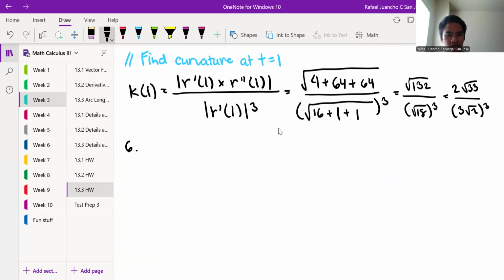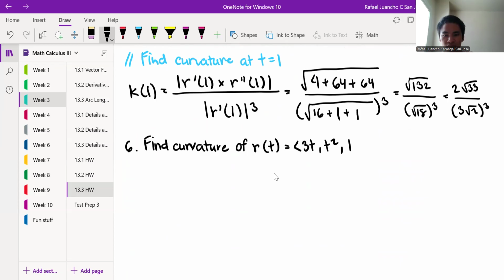So here we're being asked to find curvature of my vector function. So here I get 3t, I got t squared, I got t cubed, and it's telling me to get it at some point, and this is 3, 1, 1. So how do I do this?